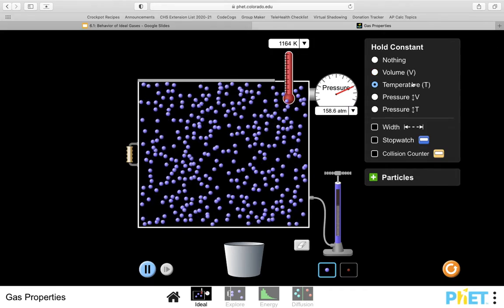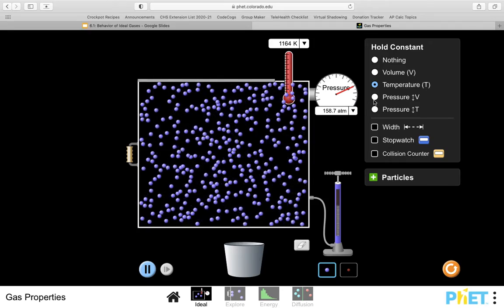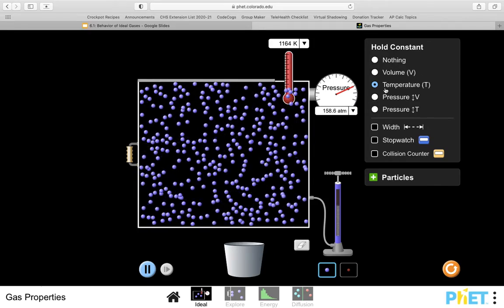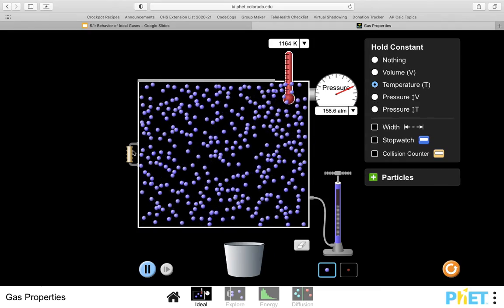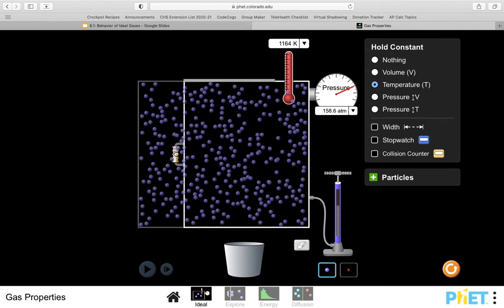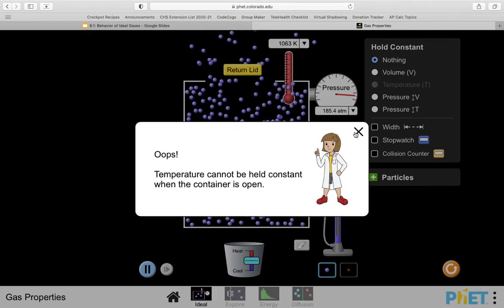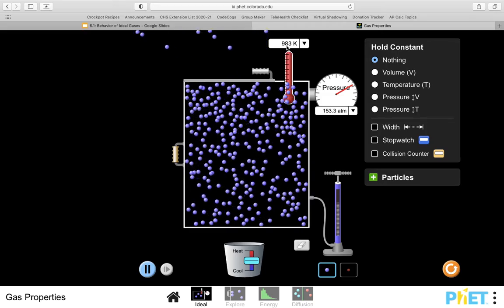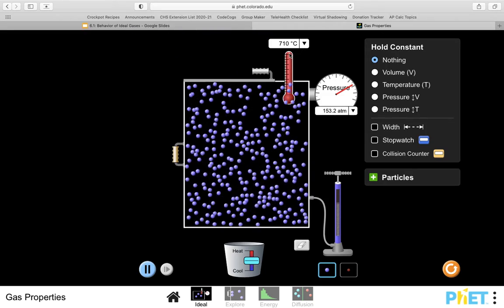So now let's say we wanted to keep pressure constant. Now let's say we want to keep temperature constant. Uh-oh, return lid. That's right, our temperature was at maximum here. Let's lower it all the way back down.